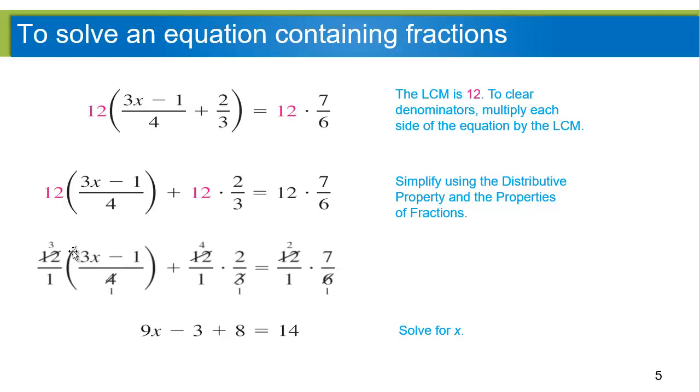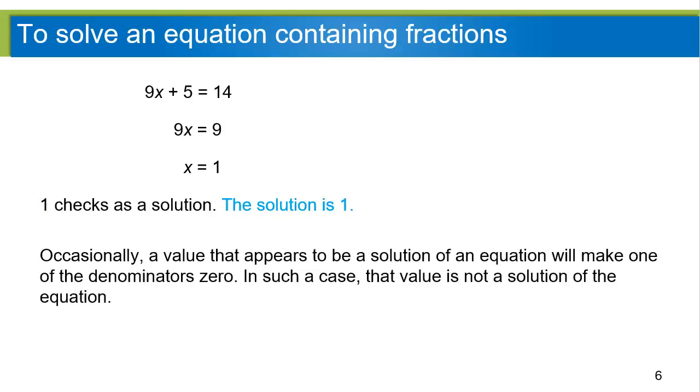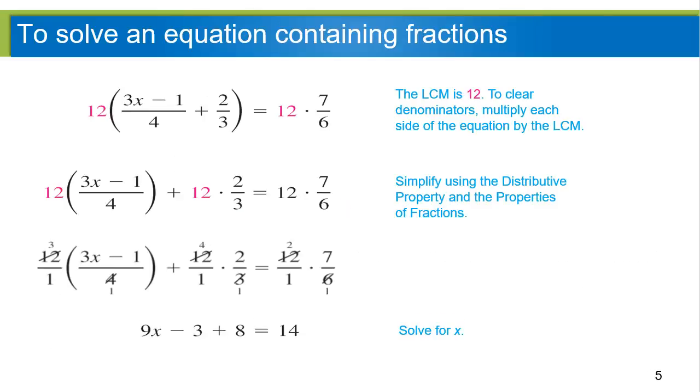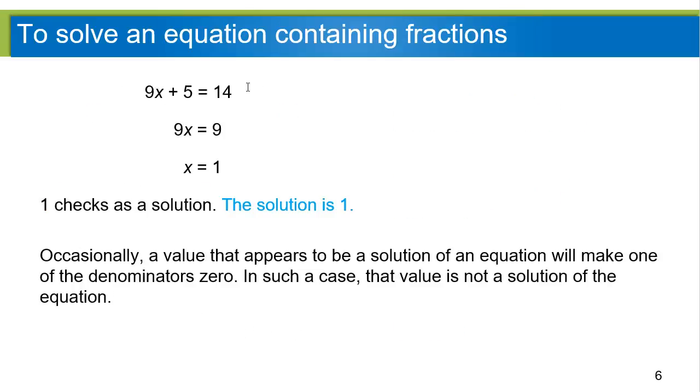3 times this stuff gives me 9x minus 3. 4 times 2 gives me 8. 2 times 7 equals 14. We combine, right? We combine the negative 3 and the 8 to give us 5. We still have 14 over there. We subtract the 5. We divide by the 9. We get x equals 1, the exact same solution we got.